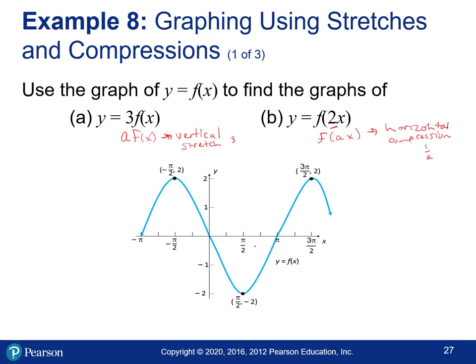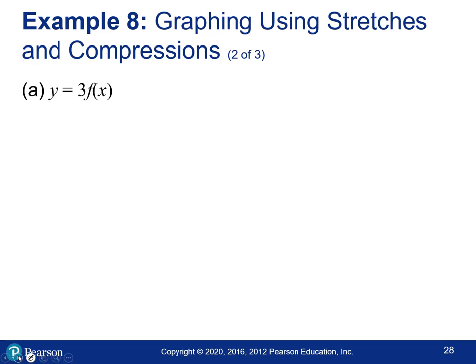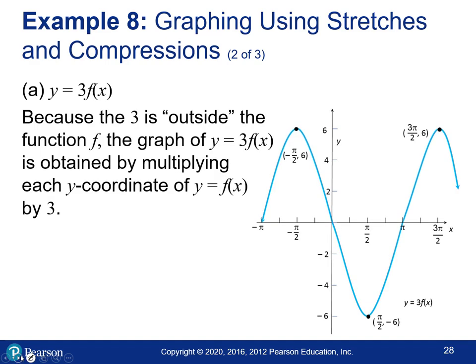Okay, so here's the original one, and you just kind of want to recognize the shape to be able to transform the shape, and then some key points. Some of the key points are labeled and some aren't, like this one here, (0, 0), (pi, 0), and then some of the ones that are labeled, and that way you can stretch them and compress them as needed. Okay, so for the 3 times x, the 3 is outside, which we just recognized, so it is going to stretch our graph vertically.